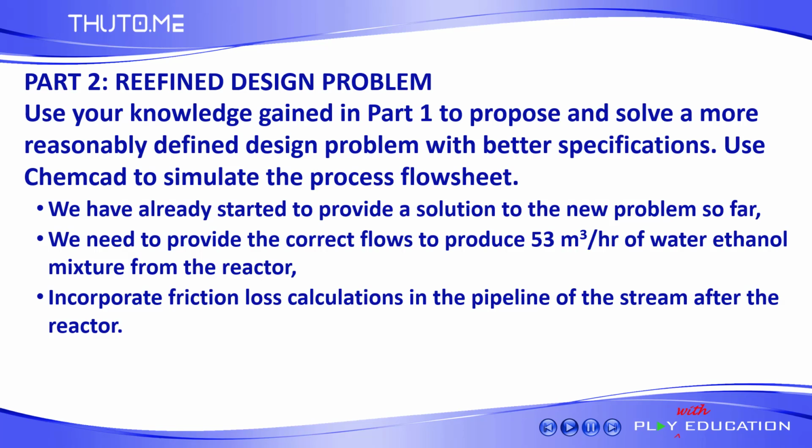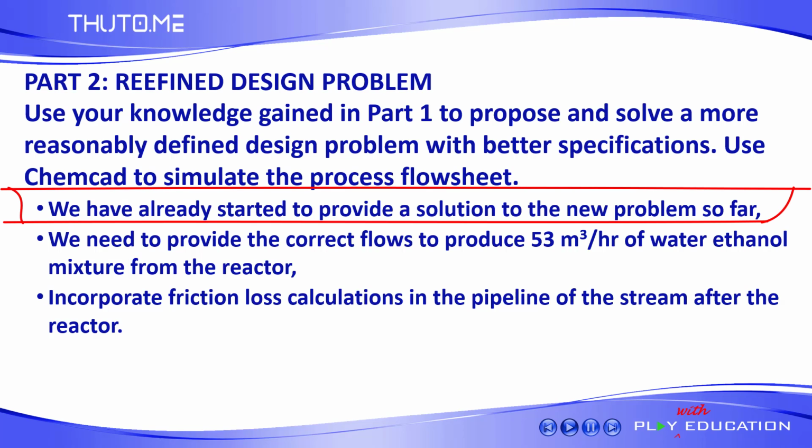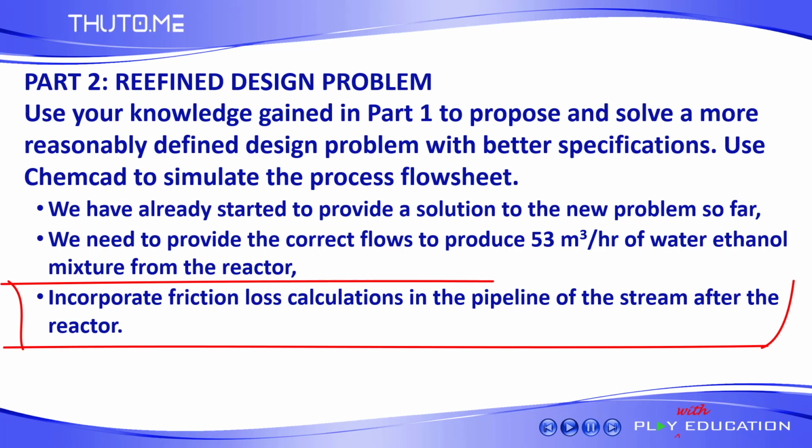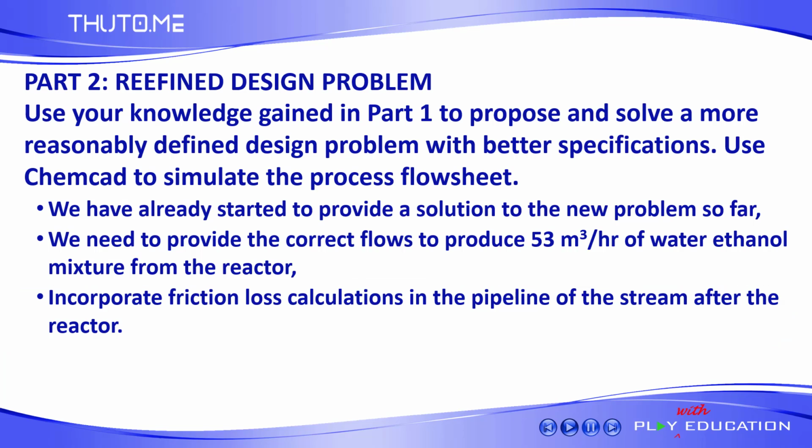Recapping where we are at this point, we have already done quite a bit of work on redefining the problem in previous lessons. The first outstanding activity right now is that we need to provide the correct feed flows to produce 53 cubic meters per hour of water-ethanol mixture from the reactor. We also need to incorporate friction loss calculations in the pipeline of the stream after the reactor as specified in the problem statement. Remember that this piping data was meant for calculations that were meant for sizing the pump.